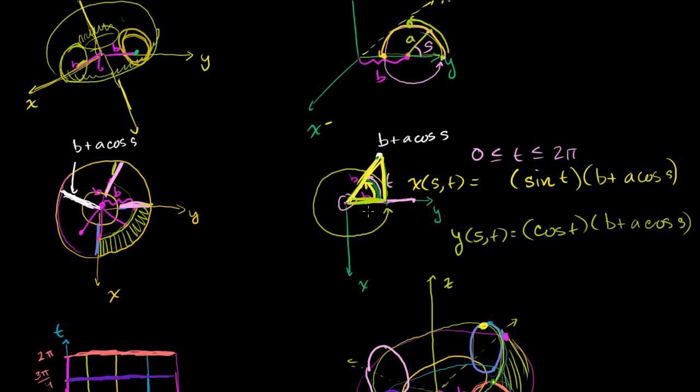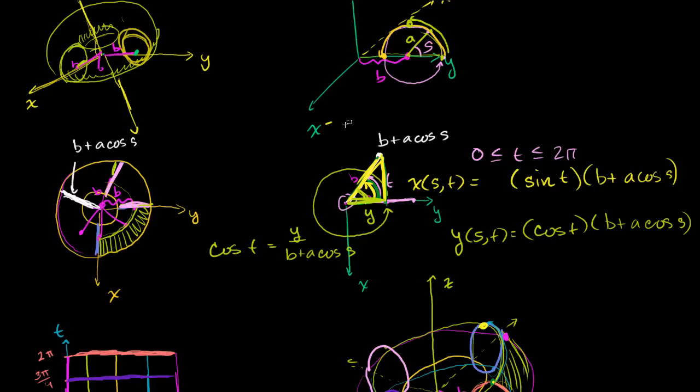I mean, if you say that this is our y coordinate right here, you just do SOHCAHTOA. CAH: cosine of t is equal to adjacent, which is y, right? This is the angle right here, over the hypotenuse, over b plus a cosine of s. Multiply both sides of the equation times this, and you get y of s and t is equal to cosine of t times this thing right there.